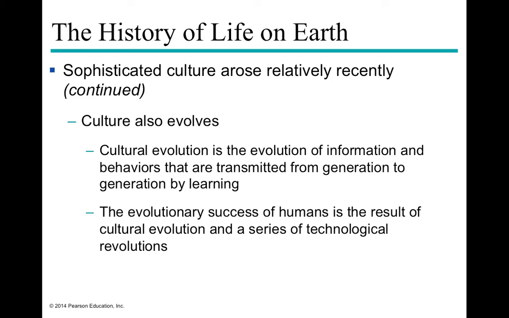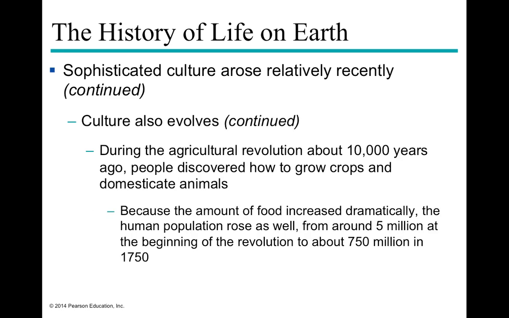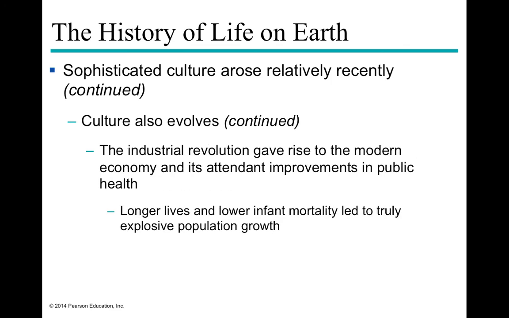We also know that culture evolves, that information in the culture evolves, behavior evolves, and that's passed from one generation to the next. And we know that the evolutionary success of humans is the result of cultural evolution and also technological revolutions. We had a major revolution, the agricultural revolution, about 10,000 years ago when people were able to domesticate crops and animals. That drastically increased the amount of food available to the human population, leading to an increase in the human population as well, from about 5 million to about 750 million by the mid-1750s. Then we had the Industrial Revolution, which gave rise to what we know today as the modern economy, and drastic improvements in public health, which increased lifespan and decreased infant mortality, and that led to an explosive population boom as well.